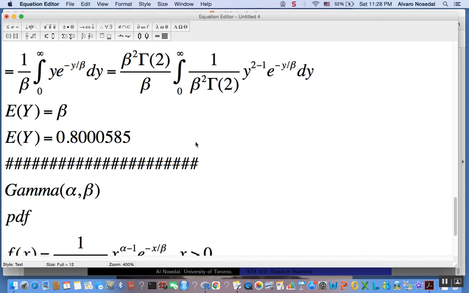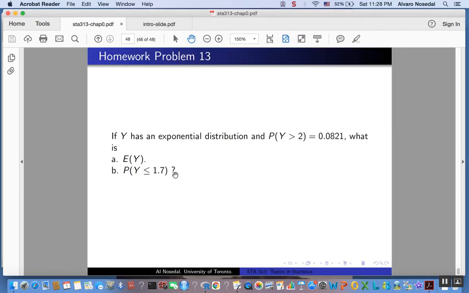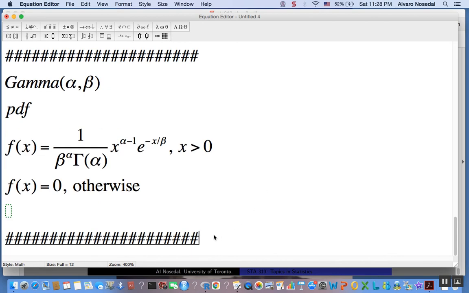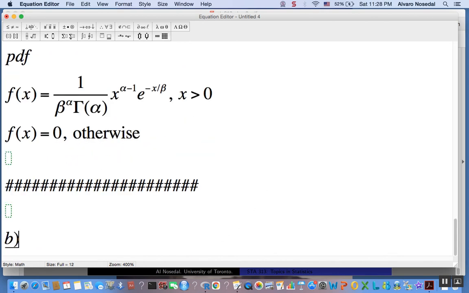Now, let's see. Part B. We want to evaluate the probability that y is less than or equal to 1.7. The probability that the random variable is less than or equal to 1.7.